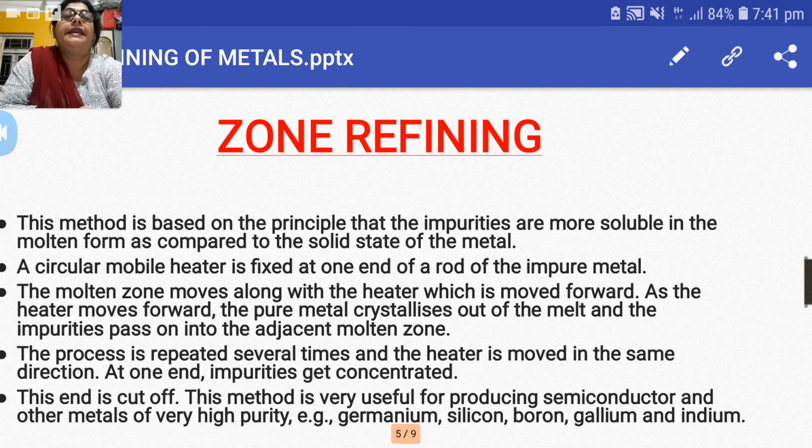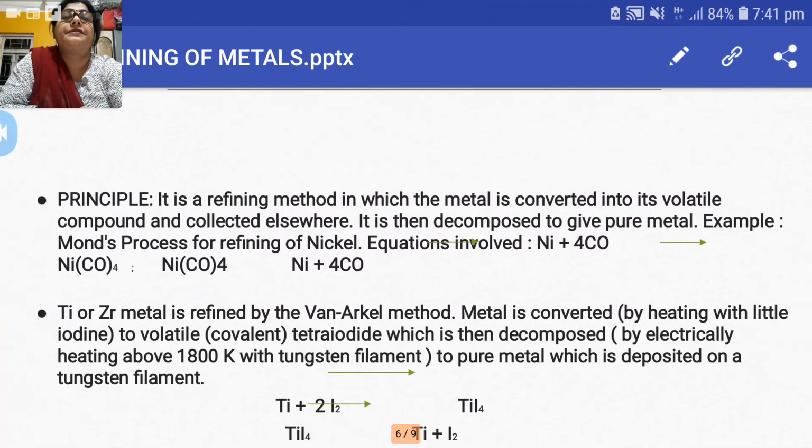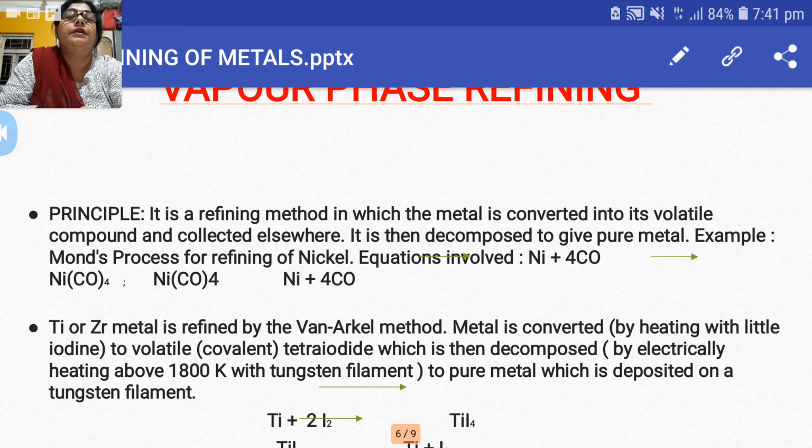Okay. Then next we'll move towards vapor phase refining. Vapor phase refining is a refining method in which the metal is converted into a volatile compound and is collected elsewhere.